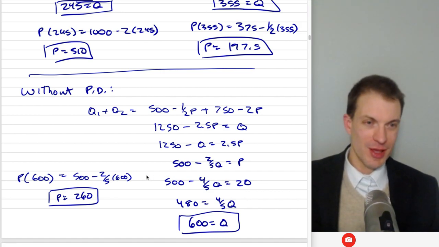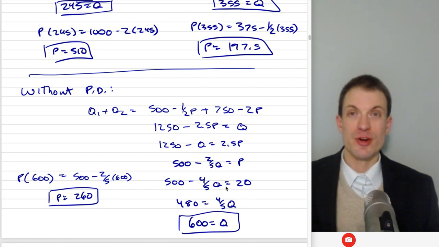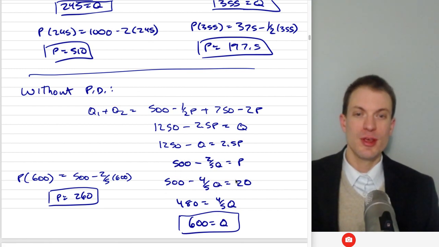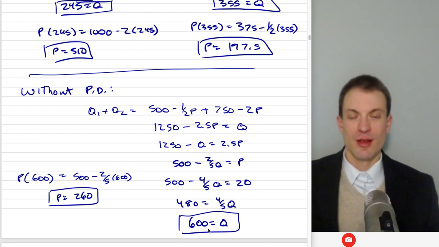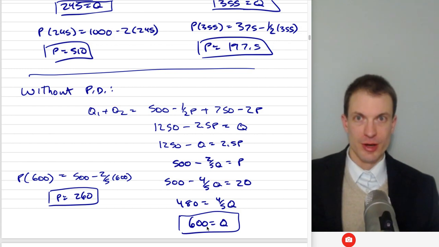Then I should have labeled this. Sorry, I didn't. This is inverse demand. This right here, this is marginal revenue. Marginal revenue has the same vertical intercept, twice the slope, set equal to marginal cost, and I found a quantity of 600. Okay, but that shouldn't have been surprising. We knew the quantity was actually going to be 600.